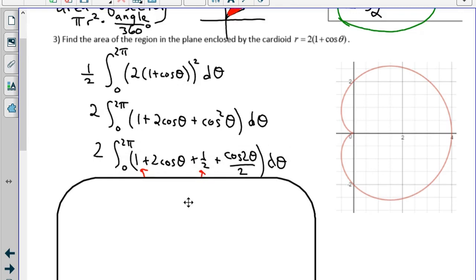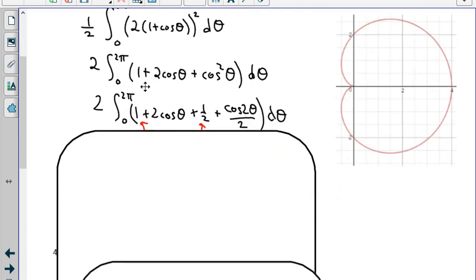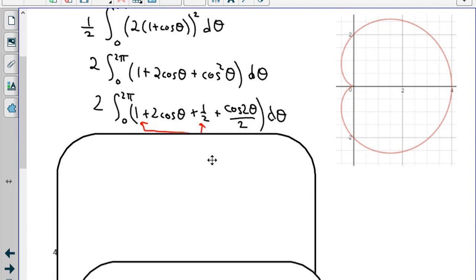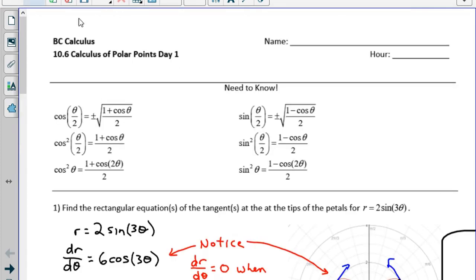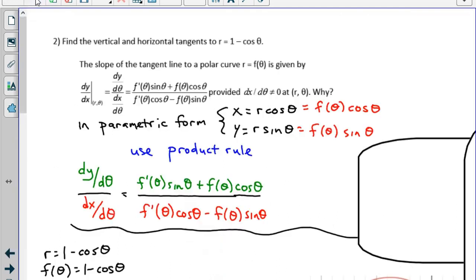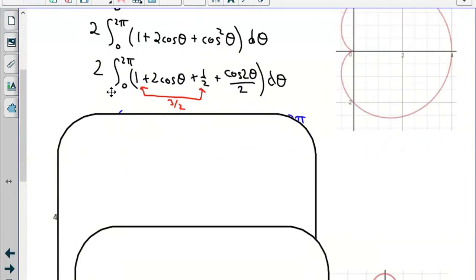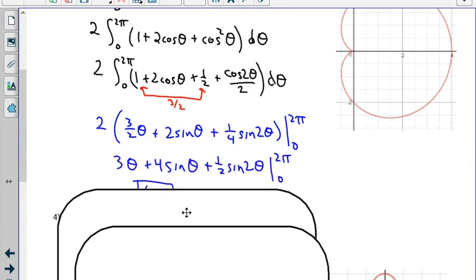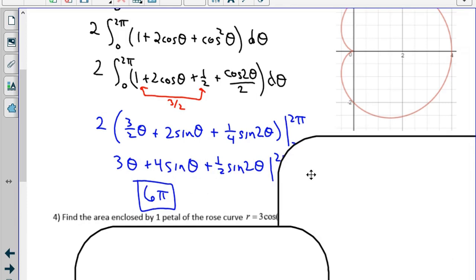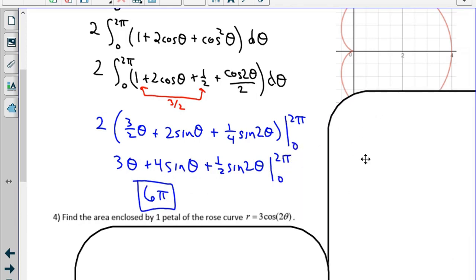Now it's just a bunch of algebra. I'm going to show you the algebra relatively quickly: 1 plus 2 cosine theta plus cosine squared. Then for cosine squared, I used one of the identities from the beginning to turn it into 1 plus cosine 2 theta over 2, and then I separated the parts. 1 plus 1/2 is 3/2. Then I just integrated all of these parts, multiplied the 2 in, and plugged in 2 pi and 0, and I end up with 6 pi.